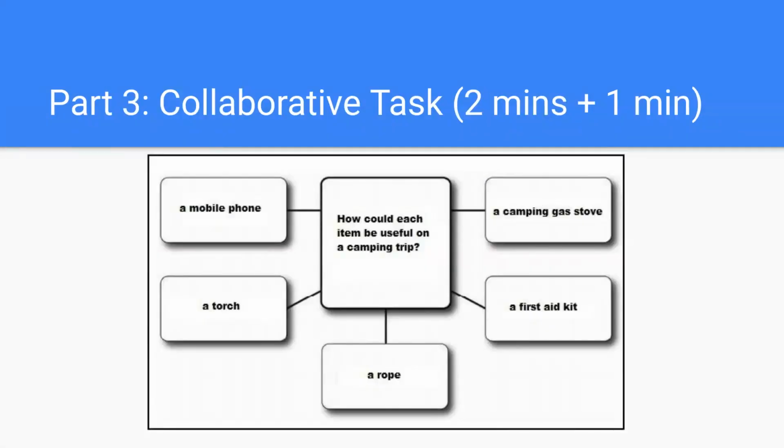Part 3 of the speaking exam is the collaborative task. You'll be asked to talk together with your partner and come to a decision. This is split into 2 sections. Firstly, you'll be given a spidergram like this one and asked to discuss various options around a question. You'll have 2 minutes to speak with each other. In the second section, you'll have a minute to come to an agreement and decide the best answer to the question and perhaps explain why. So, for example, here we have, how could each item be useful on a camping trip? So the question might be, which is the best item to take on a camping trip?